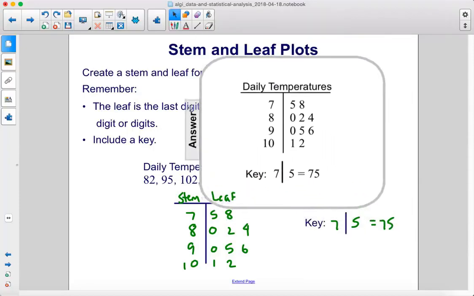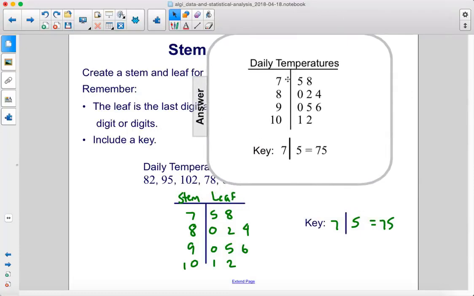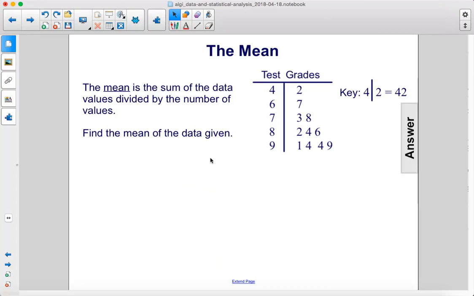So let's check our work. Cool. And it is done exactly the way that we've done it, including this 10 over here. So, yep. The mean is the sum of the data values divided by the number of values. Find the mean of the data given.